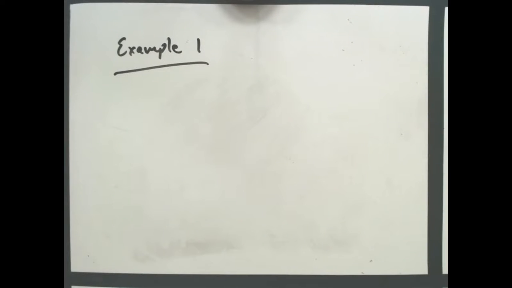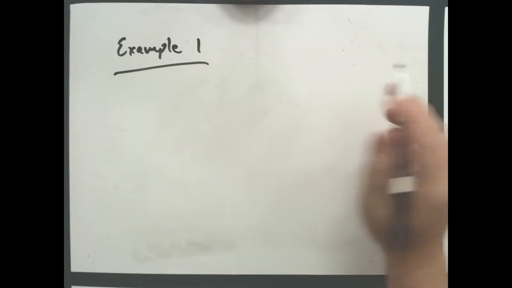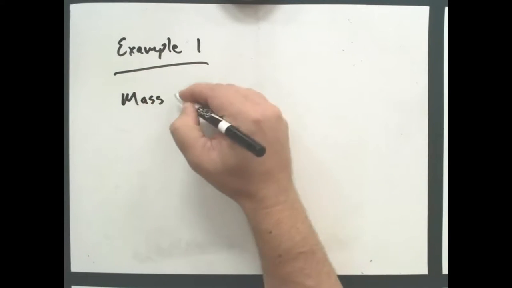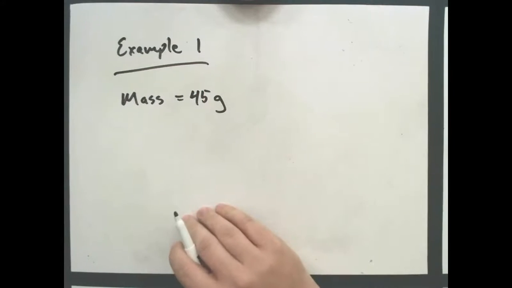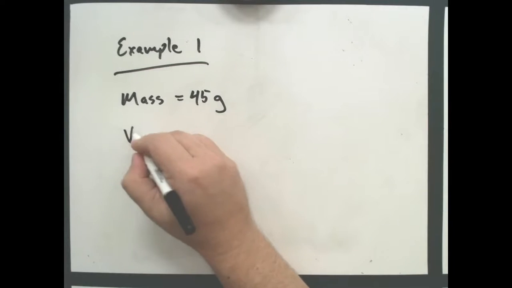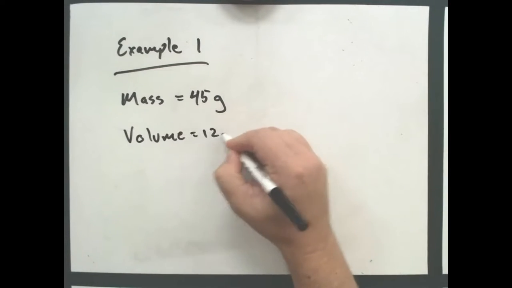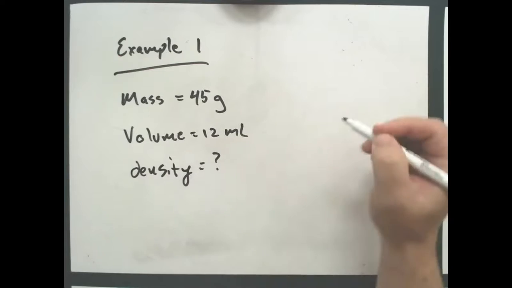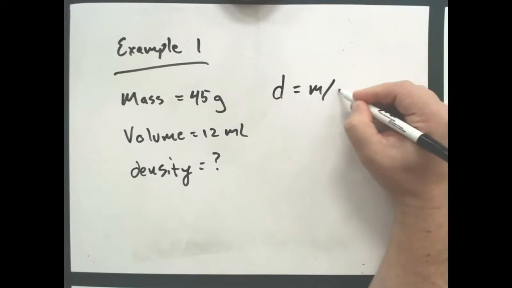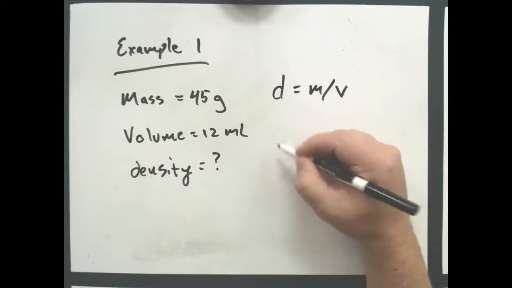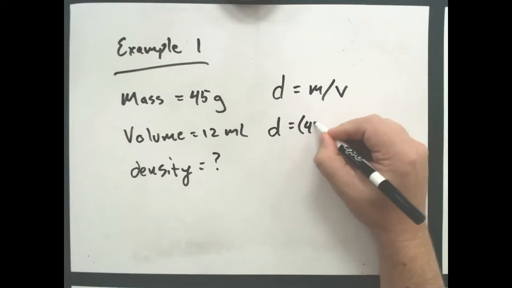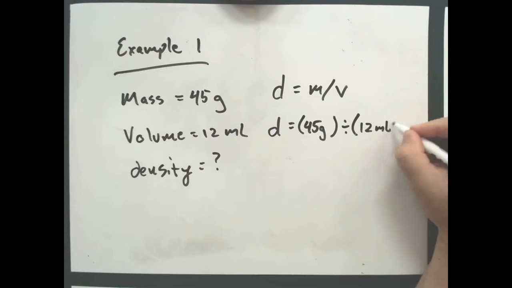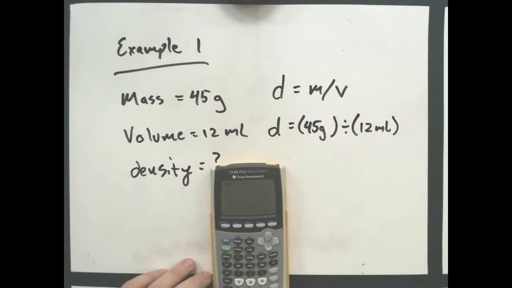Alright, so we're going to do our density example. The first one from your notes says a sample of a substance has a mass of 45 grams. So I have my mass is 45 grams and a volume of 12 milliliters. So the volume is 12 milliliters. What is the density? Alright, well, density equals mass divided by volume. So I'm going to find my density by simply plugging in my mass, 45 grams, and dividing by my volume of 12 milliliters.